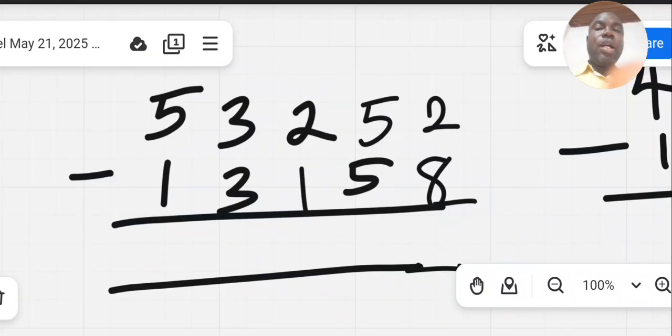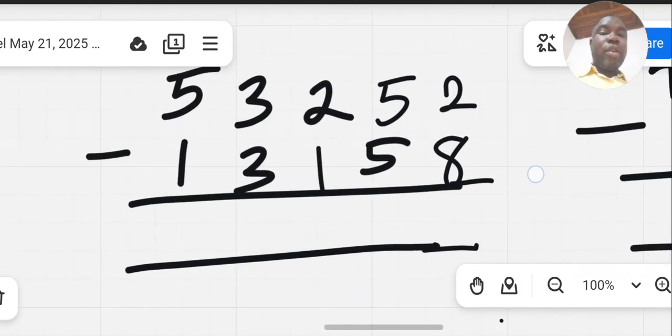Okay, so we are still on subtraction. Now we have 5-digit numbers. The aim is just to help us master this way of subtracting from the left. Okay, good. So, good push.